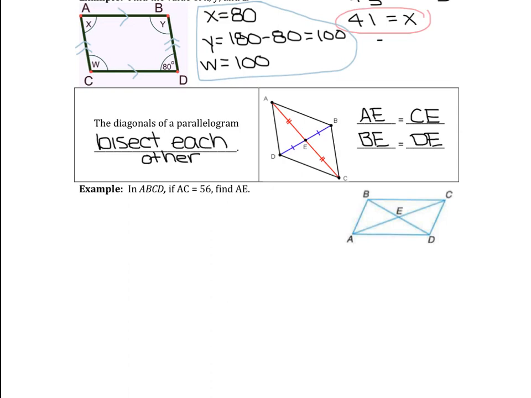When I look at this example, it says in ABCD, if AC is 56, find AE. AC, the whole length, is 56. And I want to find AE. Remember, the diagonals bisect each other, so AE is going to be half of 56. AE is 56 divided by 2. AE is 28.